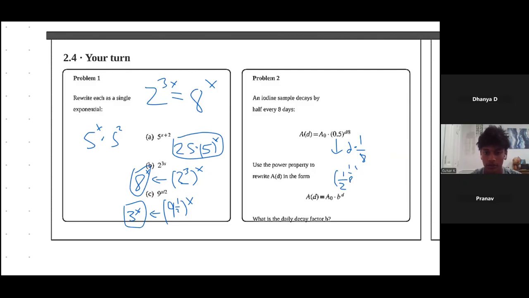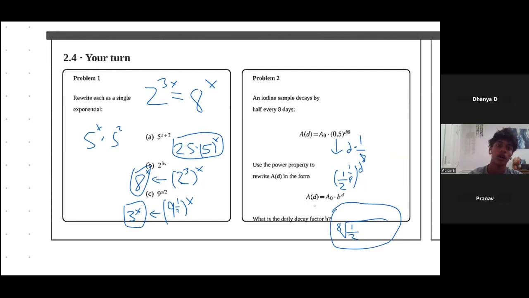And we're not going to actually multiply that out. So our answer is just going to be the daily decay factor, which is b, is 1/2 to the 1 over 8, which is we draw our root symbol, right? An 8 on the outside, and then 1/2 on the inside. So 8th root of 1/2. And then that's going to be our answer to get a of 0 times b to the d. Okay.